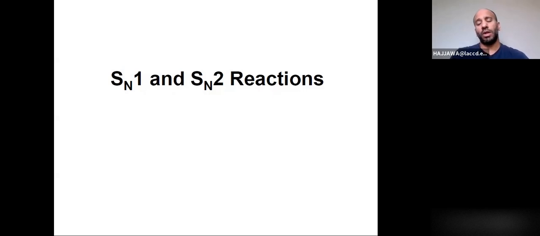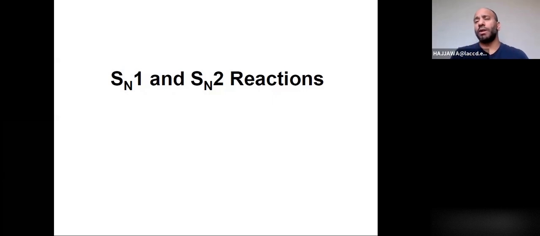So SN1 and SN2. In chapter 6, we learned how to name alkyl halides, and we've seen the types of alkyl halides, in addition to the two main reactions that these alkyl halides usually undergo. One of them is nucleophilic substitution, that's covered in chapter 6, and the second one would be elimination, that would be covered in chapter 7.